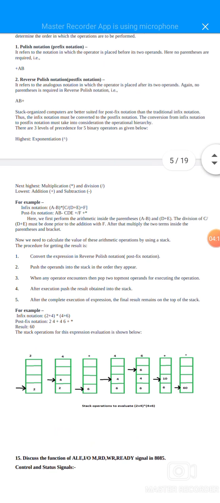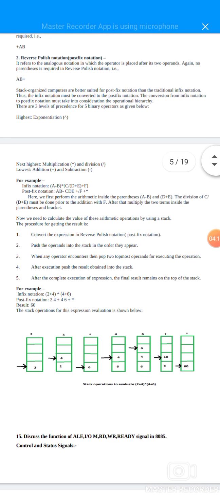And then examples are given on the screen. Calculate the value of the arithmetic operation using a stack procedure. To get the result, the first step is to convert the expression to reverse Polish notation, postfix notation. The second step is to push the operands into the stack in the order they appear.